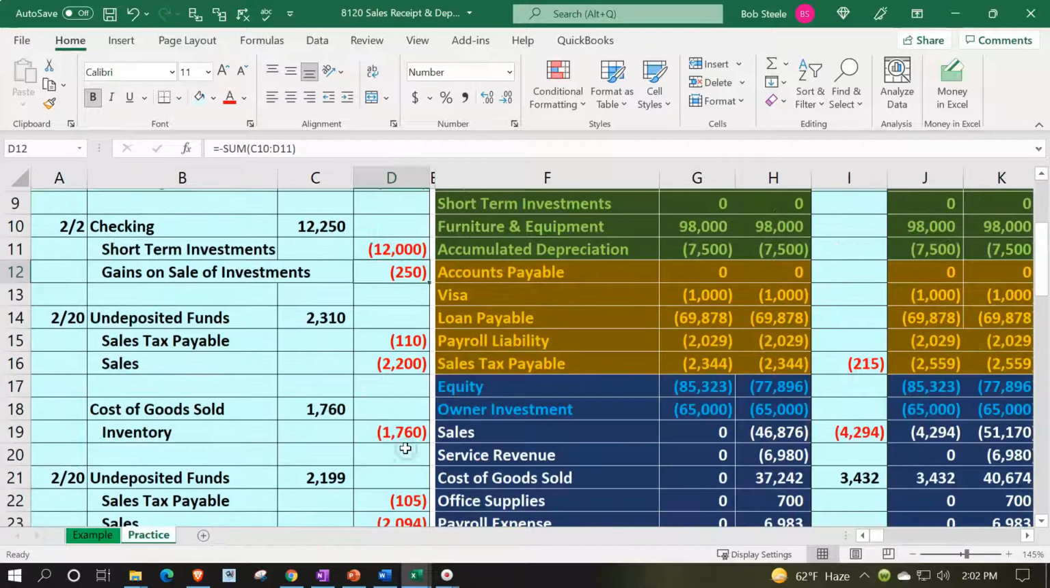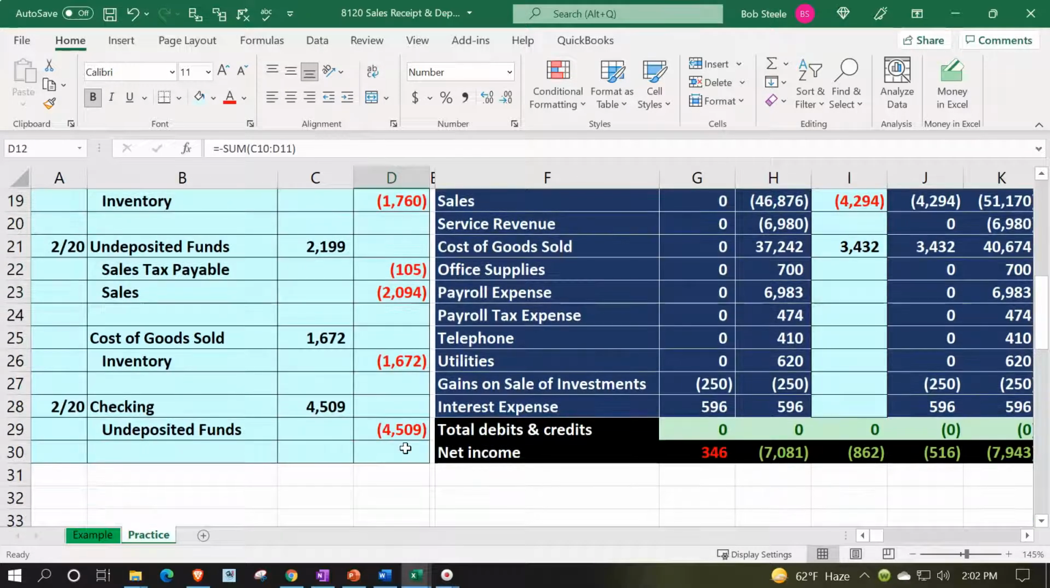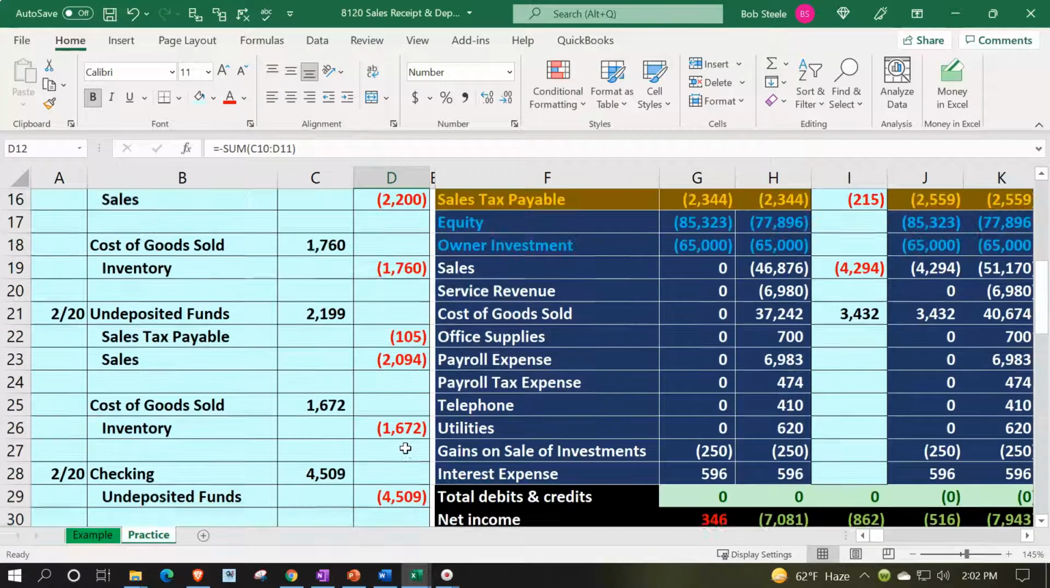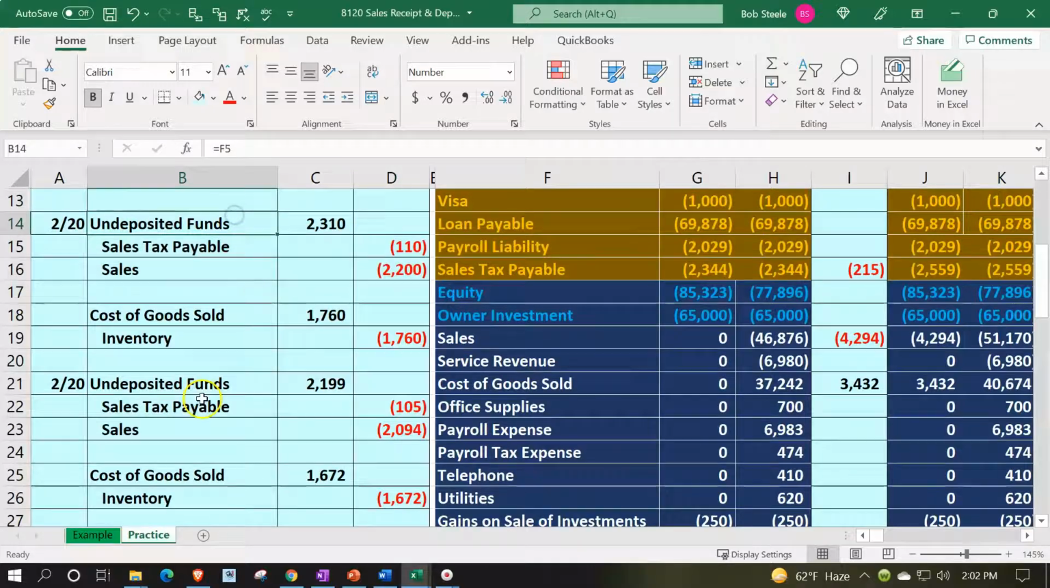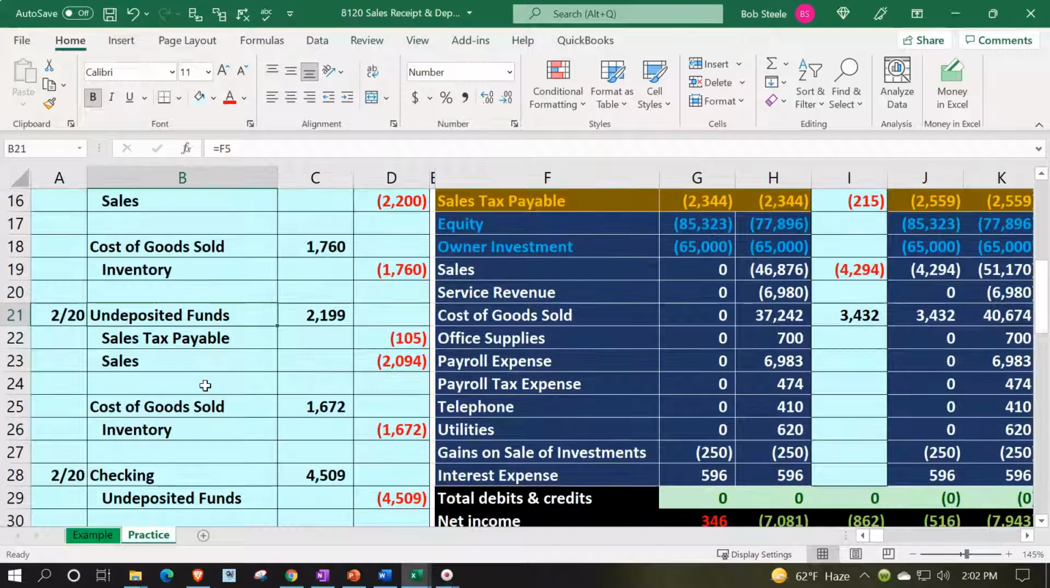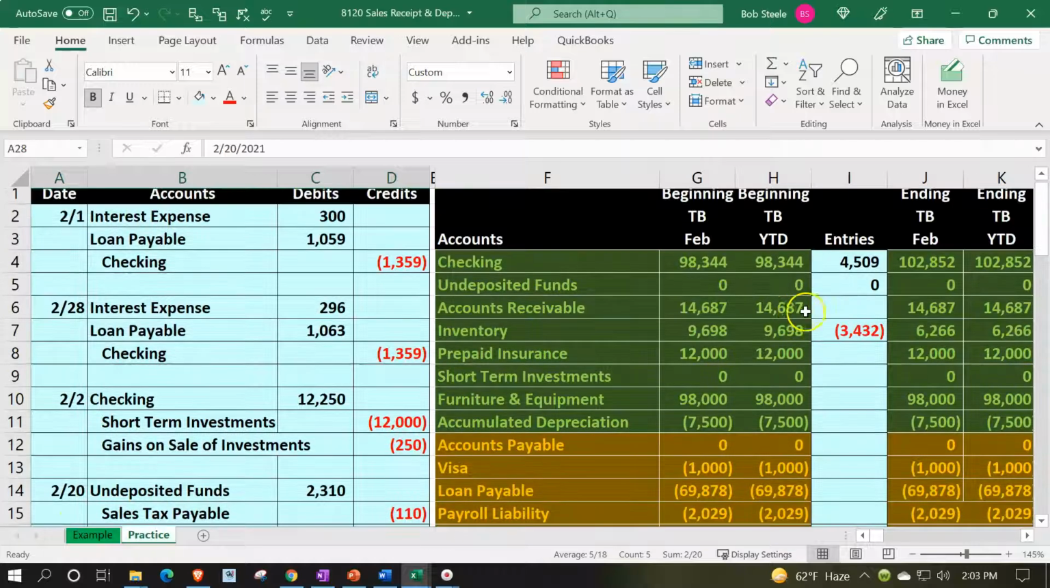Now, again, you might go and look in this and say, well, why didn't I just make this easier by making the first two transactions going directly into the checking account instead of going into undeposited funds, which necessitated another journal entry down here to get to the same end result with regards to the ending balances.